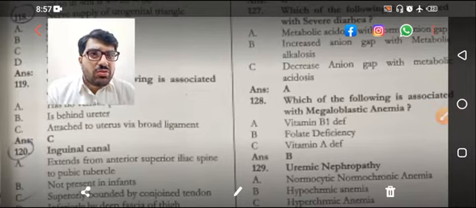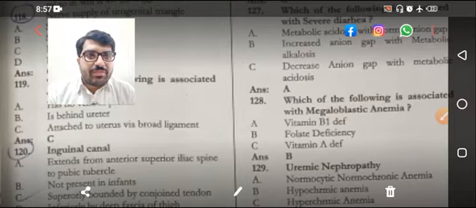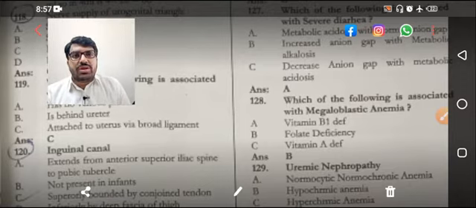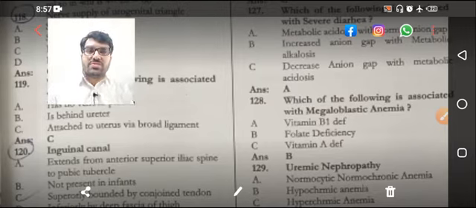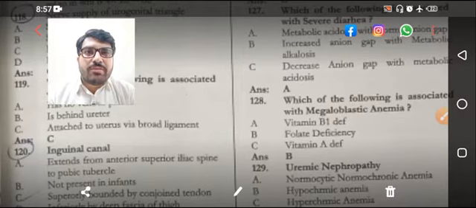Which of the following is associated with megaloblastic anemia? That is folate deficiency and B12 deficiency. Which of the following is associated with megaloblastic anemia that has neurological manifestation? The answer is B12 deficiency. Out of the B12 and folate deficiency, what is the most common cause of megaloblastic anemia? The answer is folate deficiency. If a person is a strict vegetarian, the answer is B12 deficiency.